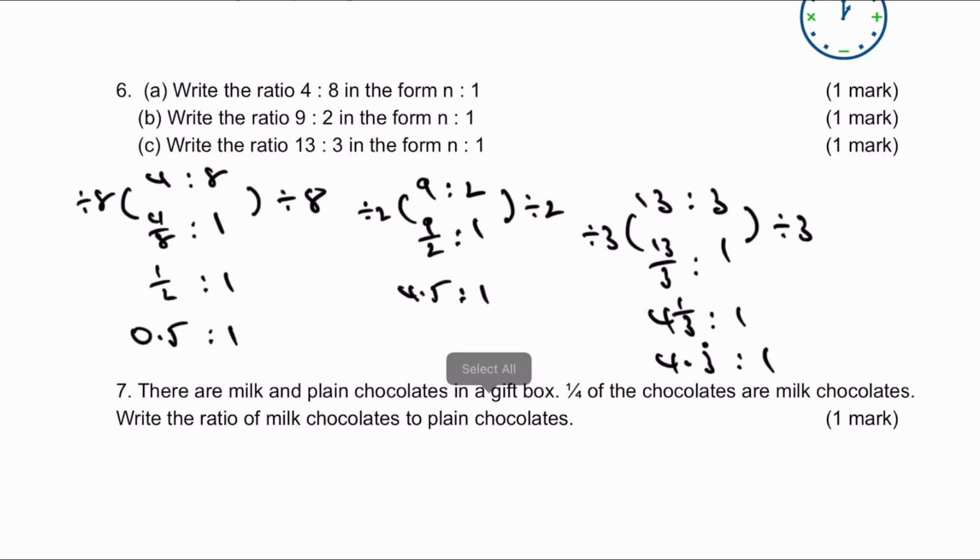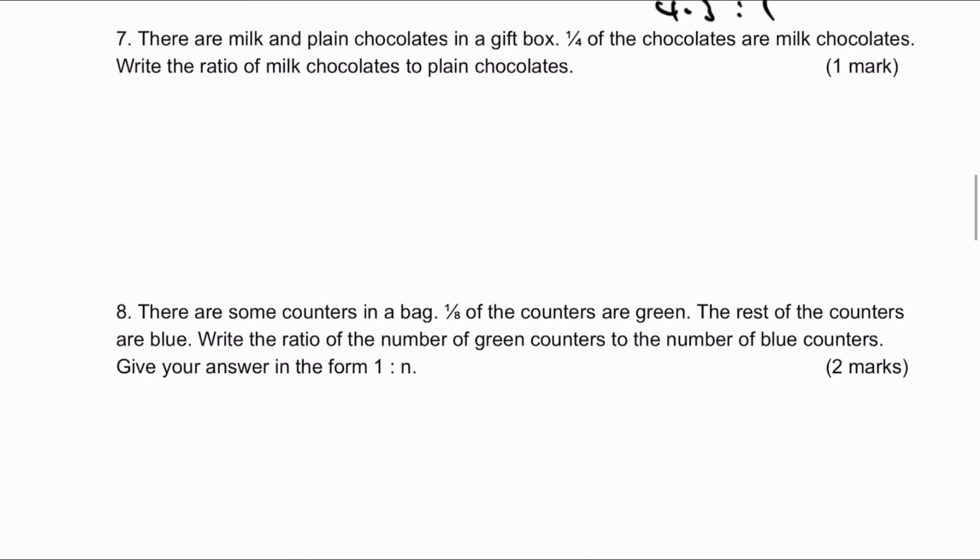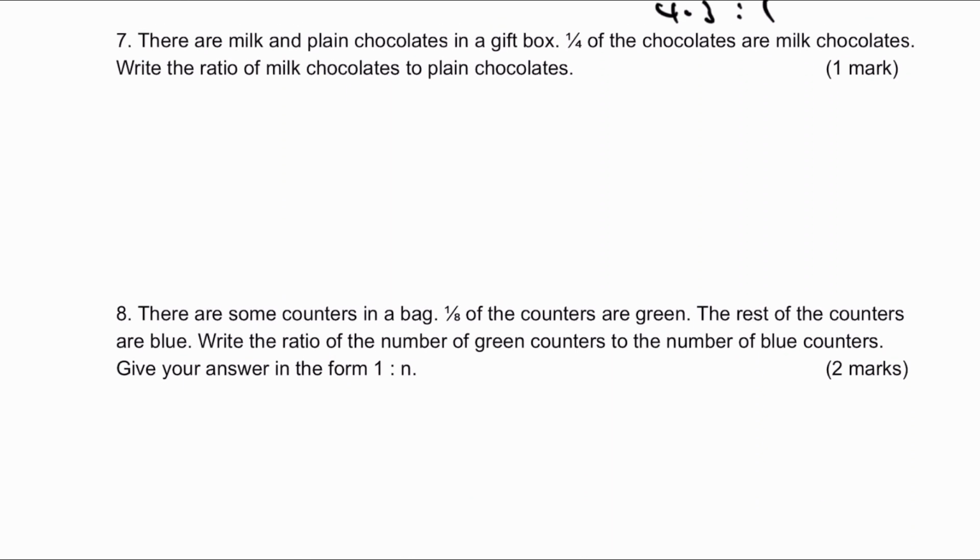Okay, so let's move on then to question number 7. There's milk and plain chocolates in a box. So we've basically got milk and then we've got plain. And what we're being told is a quarter of the chocolates are milk chocolates. Now, if that is the case, it therefore means that 3/4 are plain. So the ratio that we're looking for is 1 to 3. Okay, hopefully that's all right for you. So out of 4 chocolates, 1 is going to be milk and 3 are going to be plain.